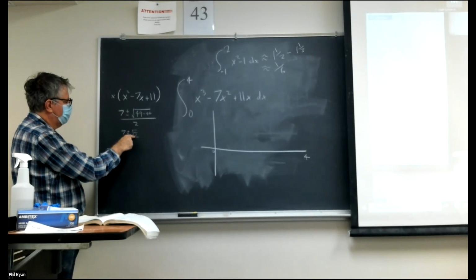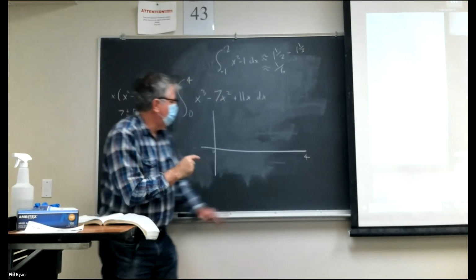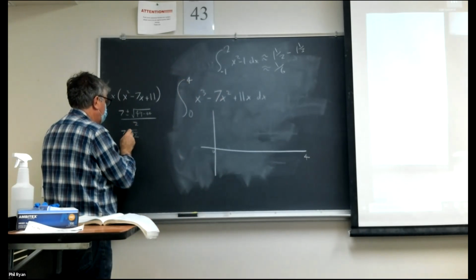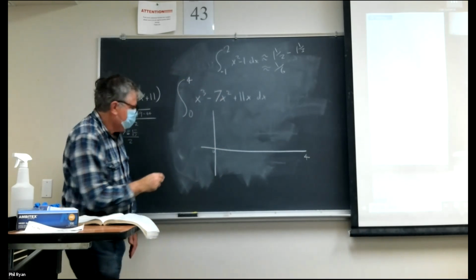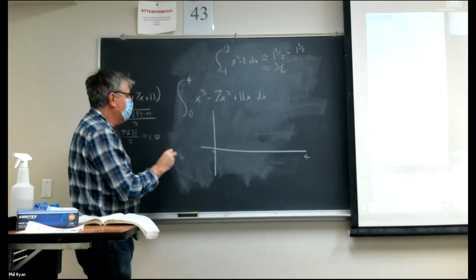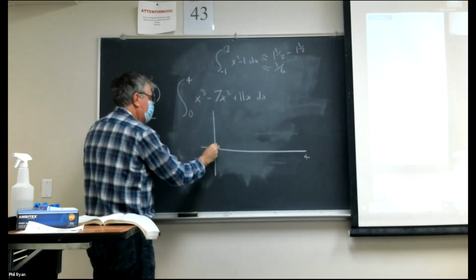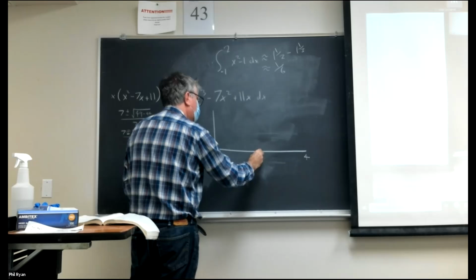Square root of 5 is around 2 and a bit. So the positive one is going to be outside our range here. The negative one is going to be inside that, and that's around 2.38. Okay, so we have a 0 at 0. We have something at 2.38.